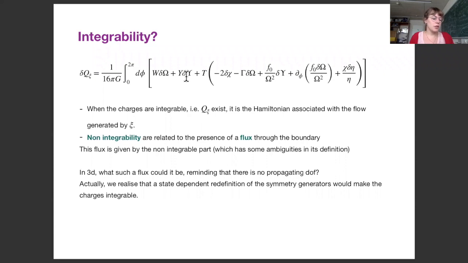But if you think physically, you might ask, in 3D we know that there are no local degrees of freedom, so what could that flux be, what does it represent? We actually realized that if you do a state-dependent redefinition of the symmetry generator, as we will do in a second, you can make those charges integrable, which physically makes sense because there is no proper flux, because there are no local degrees of freedom passing through. So let's see how it works.